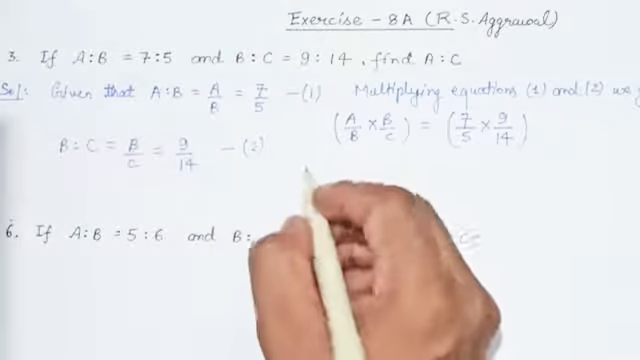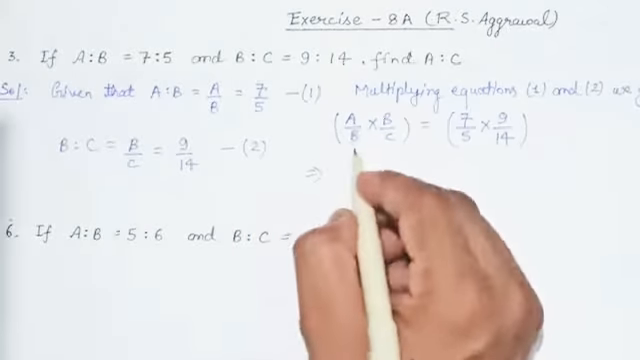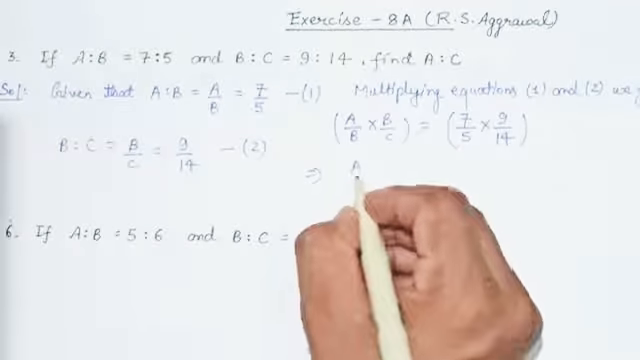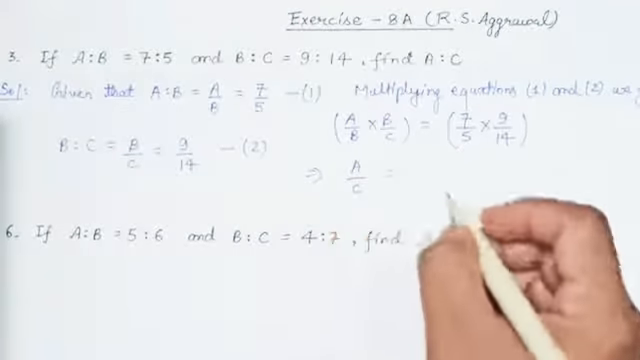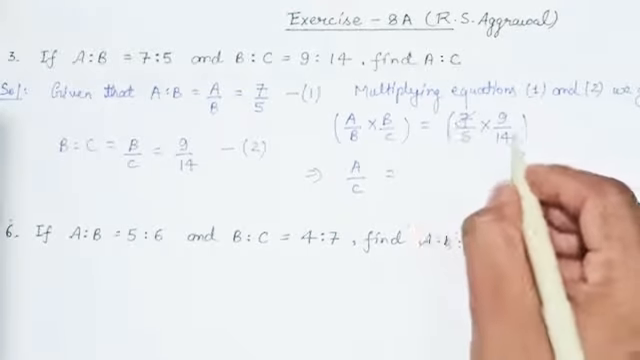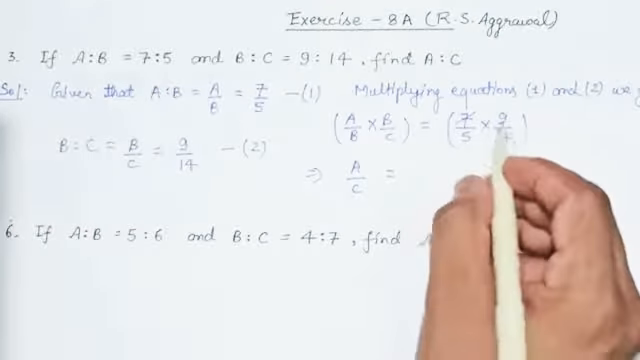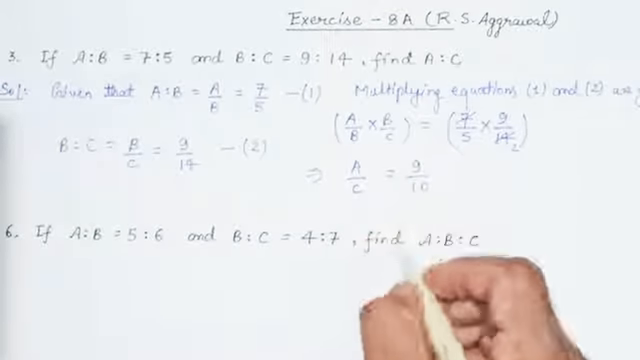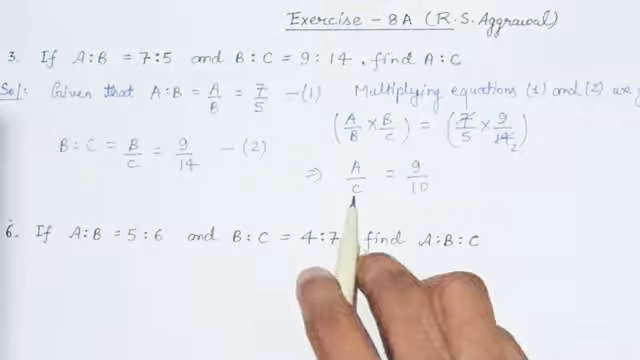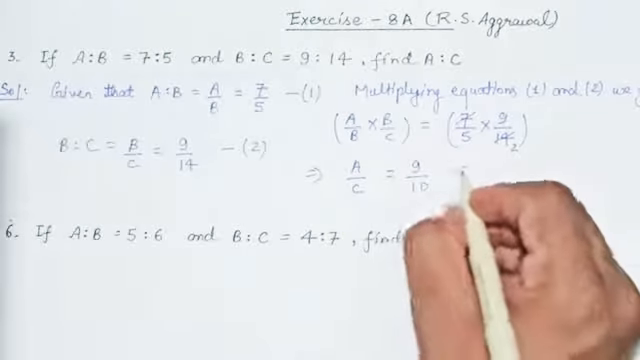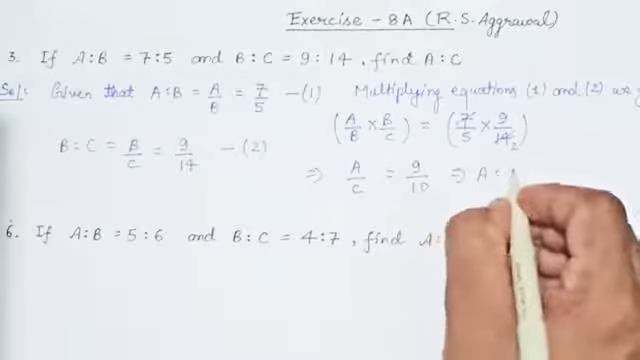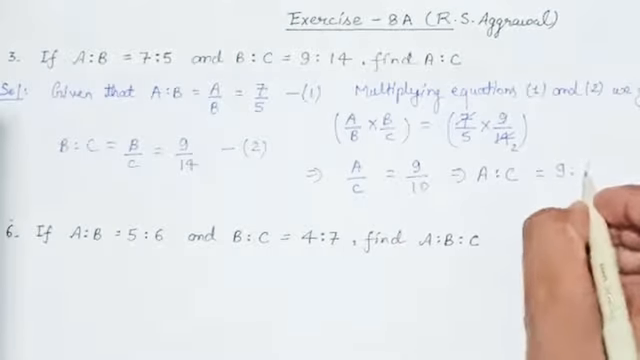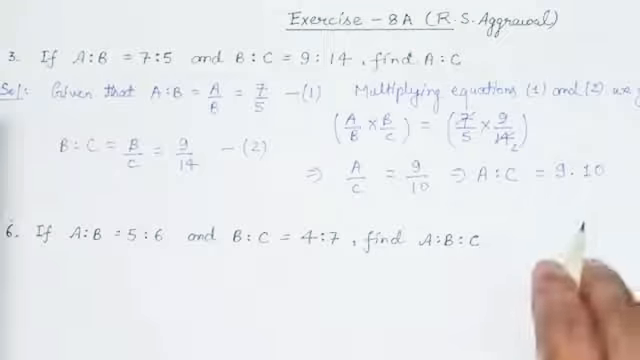Now here you can see it implies that A divided by B into B divided by C, B and B cancel out. So we have A divided by C. It is equal to, here 7, 2 times 14. So what we get? 9 divided by 10. And A divided by C can be written as A ratio C, and it is equal to 9:10. So this is our required answer.